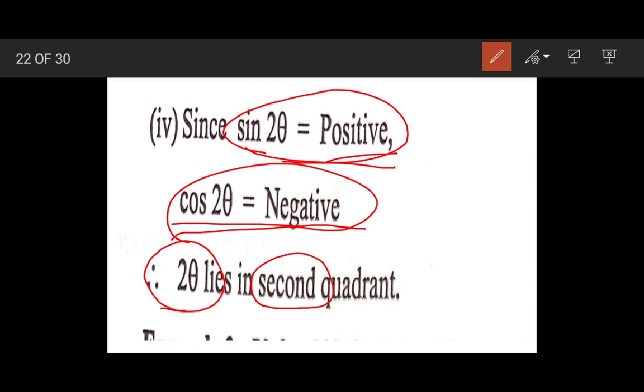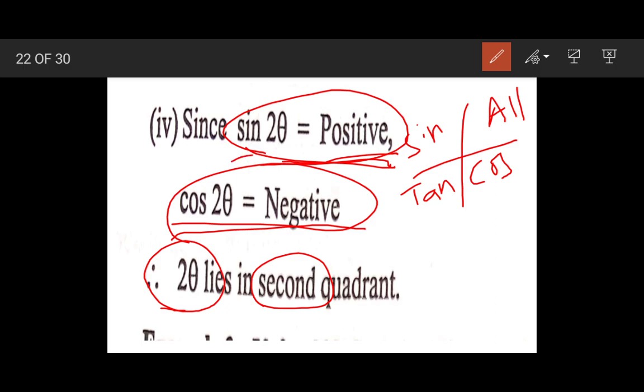In first quadrant all trigonometric ratios are positive. In second quadrant sin and cosec are positive. Third quadrant tan and cot positive. Fourth quadrant cos and sec positive, right? Now sin is positive, that means there are two possibilities, either angle 2 theta is in first quadrant or in second quadrant, right?